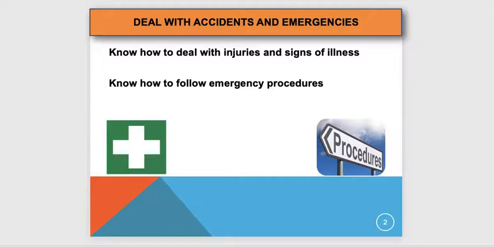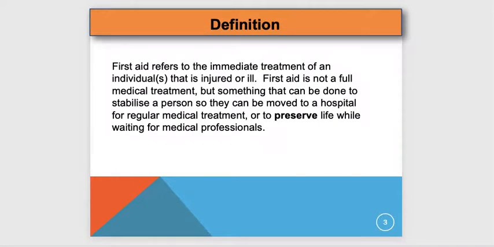Okay, so first of all, what do we need to know? We need to know the definition. What is first aid? Well, first aid is the immediate treatment of an individual or individuals that has fallen injured or ill. It's not a full medical treatment, but something that can be done to stabilise a person until that individual gets to, most importantly, medical professionals. So what would be classed as a medical professional? Well, for me, it would be an ambulance, a paramedic, even a police officer and a fire brigade. They obviously have the capacity to deal with that individual.